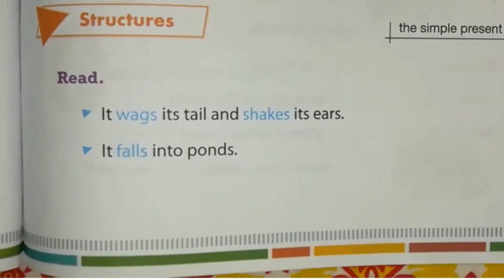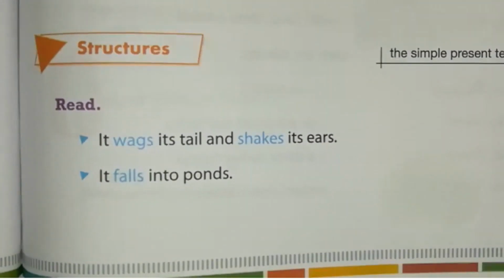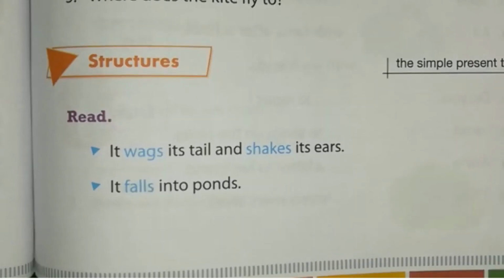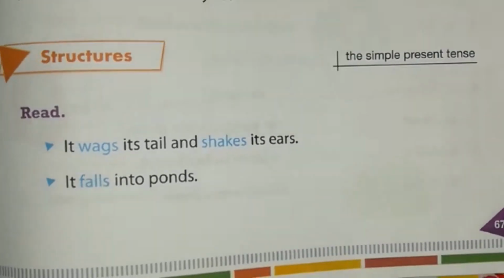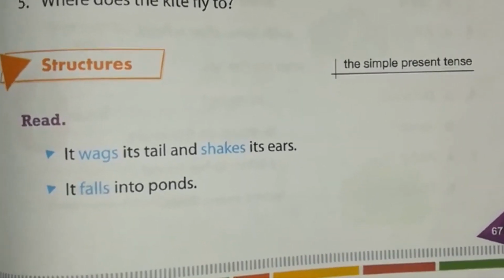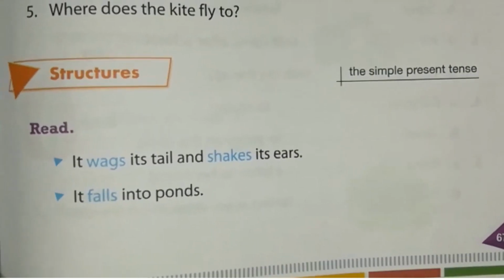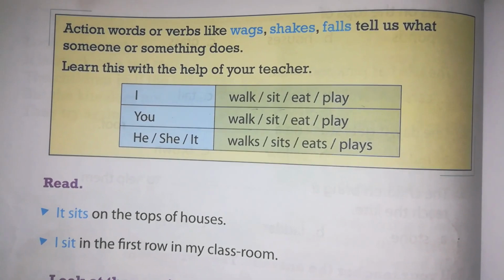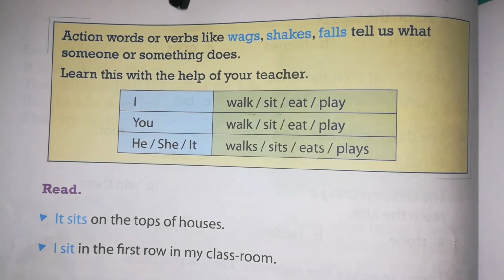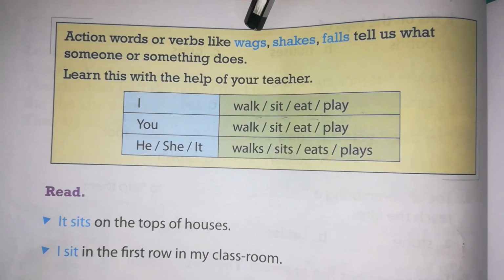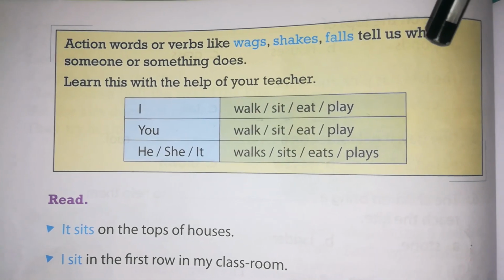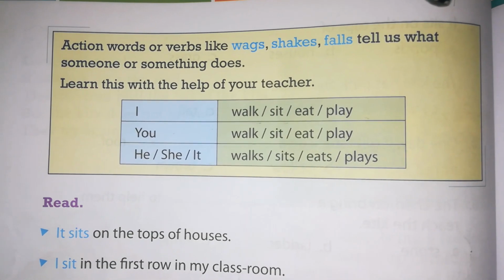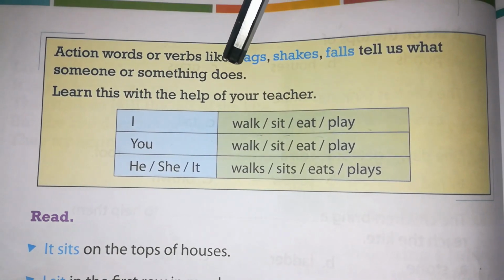It wags its tail and shakes its ears. It falls into ponds. These words, wags, shakes, falls, are action words. Action words or verbs like wags, shakes, falls tell us what someone or something does.